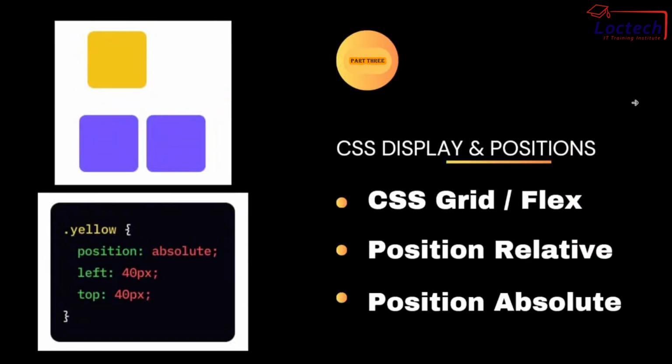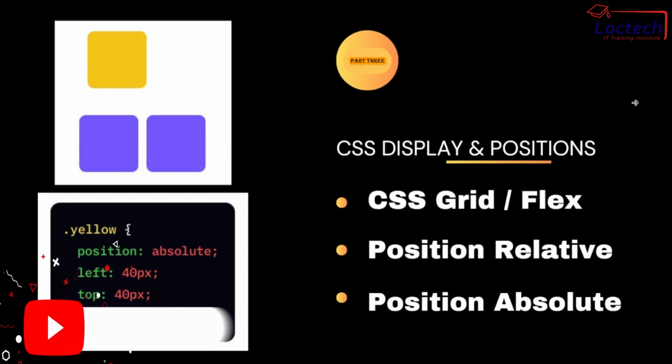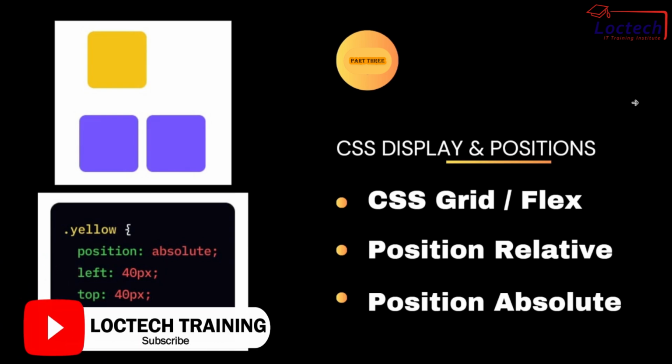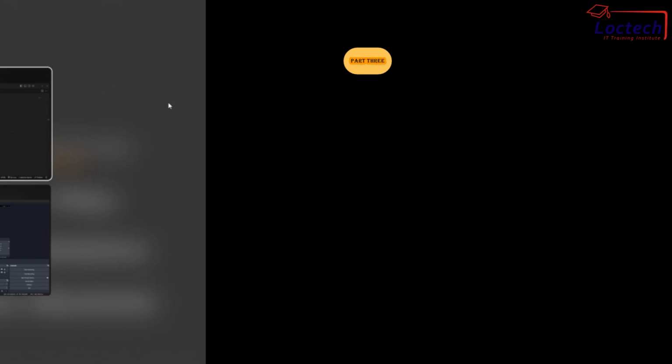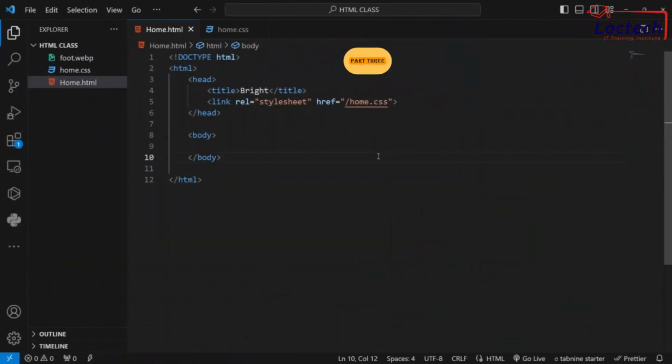So basically CSS display is divided into majorly two parts, right, which are grid and flex. We are going to be learning grid, when to use grid, and when to use flex. We are also going to be learning position relative and position absolute. So without further ado, let's get started. We navigate to our VS Code.